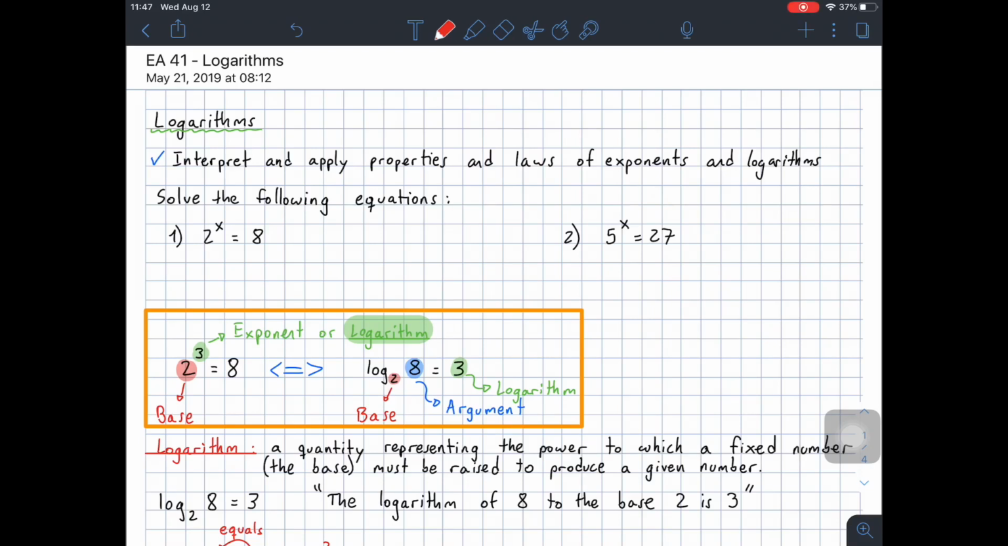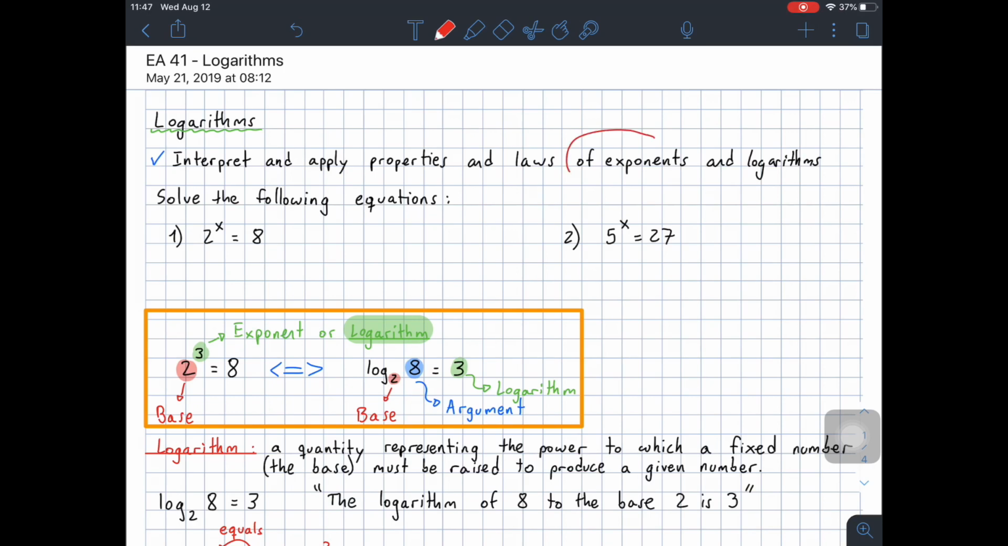Hello juniors, today we're going to see electronic assignment 41, which is about logarithms. As you can recall from last class, we have seen logarithmic functions, but today we're going to focus only on the concept of logarithms, and we're going to see some properties that apply to logarithms, okay? So the objective for today's class is only one: interpret and apply properties and laws of exponents and logarithms.